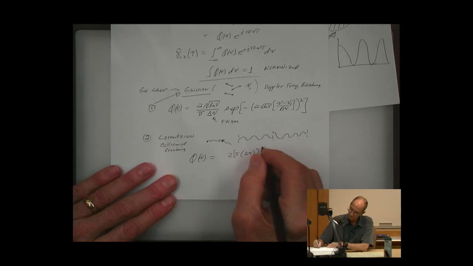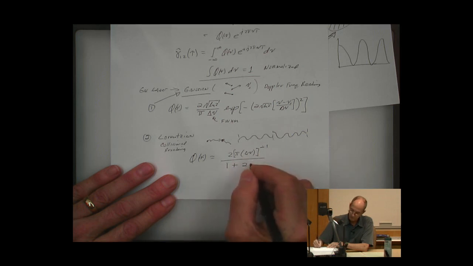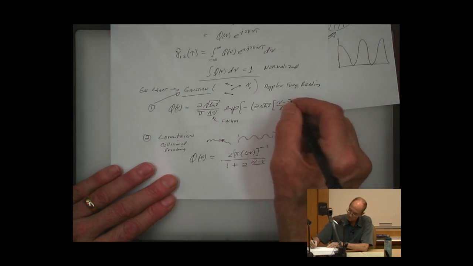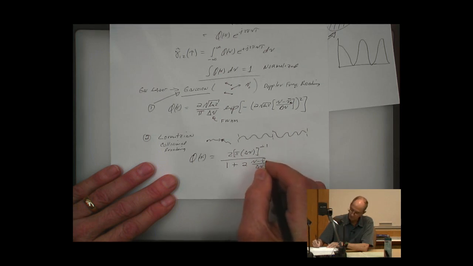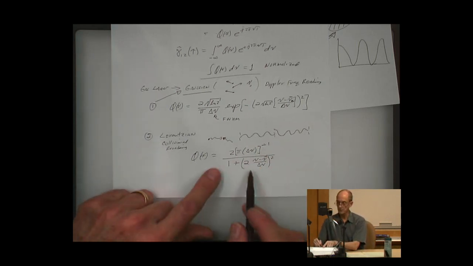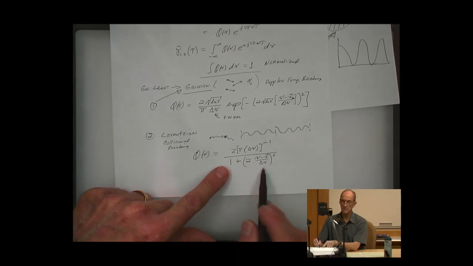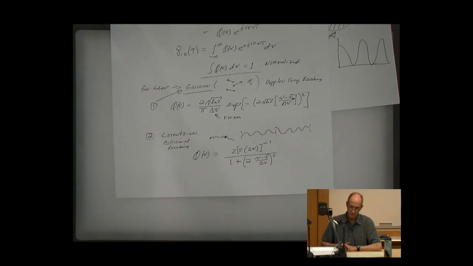Actually, this is a minus 1 there times 1 plus 2 nu minus nu bar over delta nu, where that term is squared. I should call that an average frequency as well, to be consistent. So in a Lorentzian, you usually have this resonance characteristic where you see this in the denominator.